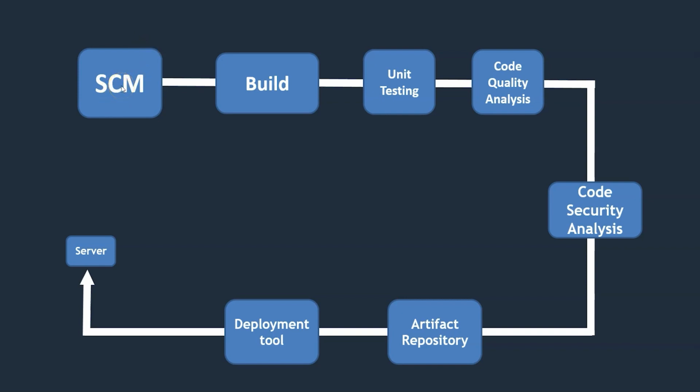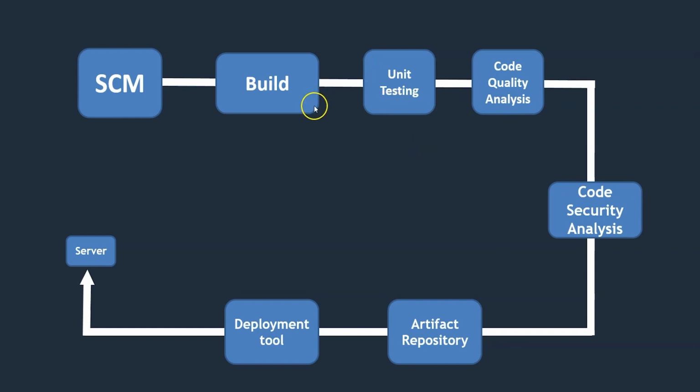Whenever our code is available over here in the DevOps workflow, the code can be pulled by a build tool and it builds the code, and also it does the unit testing, code quality analysis, code security analysis. All this testing and analysis it does to make sure that our code is following code standards or we are writing better code for this application.